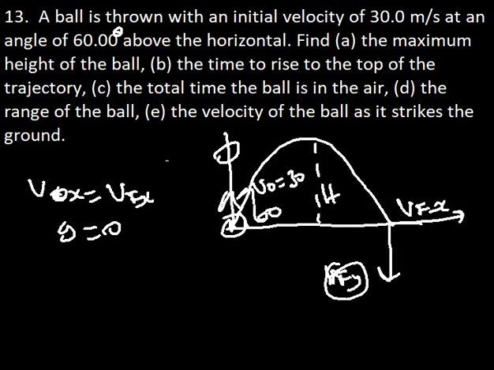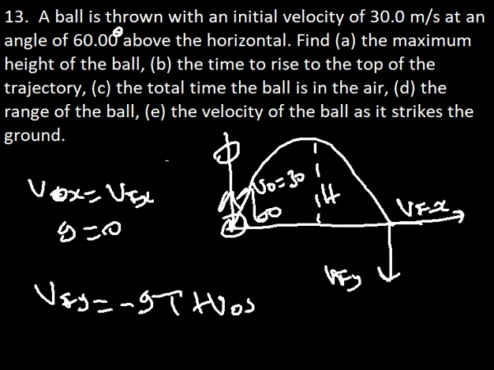And how do you find the final velocity along y? We have final velocity along y is equal to negative g times t plus initial velocity along y. This is the formula. You can substitute and find vfy. That would be negative, of course.